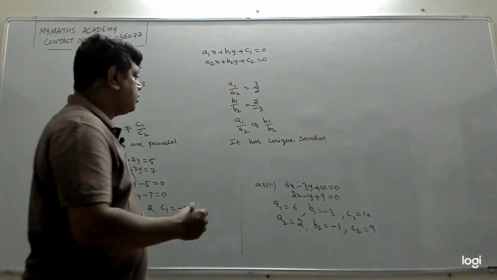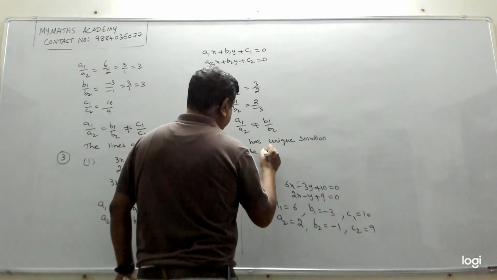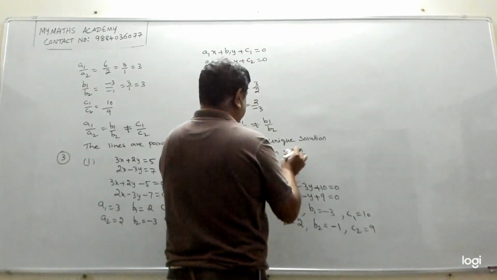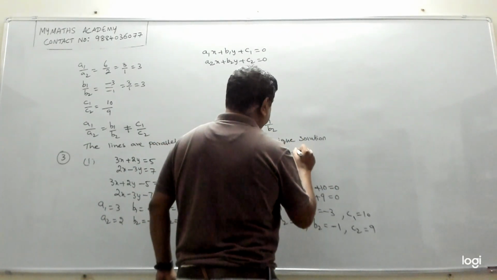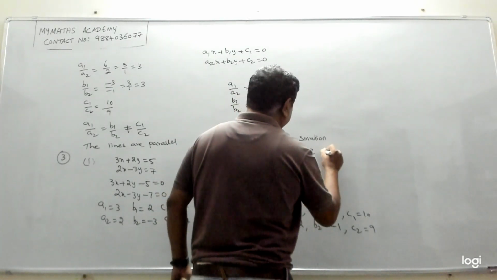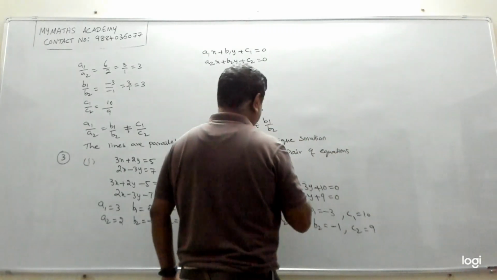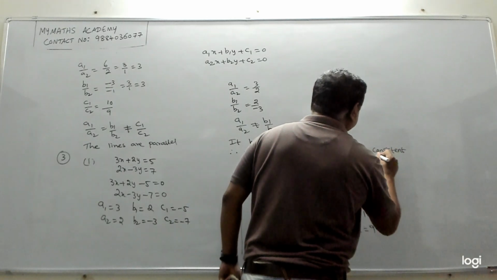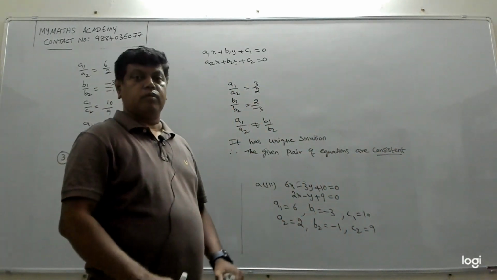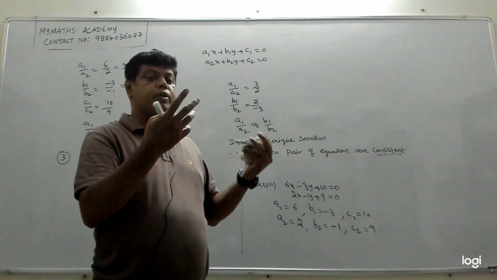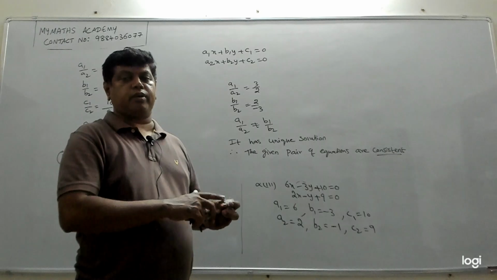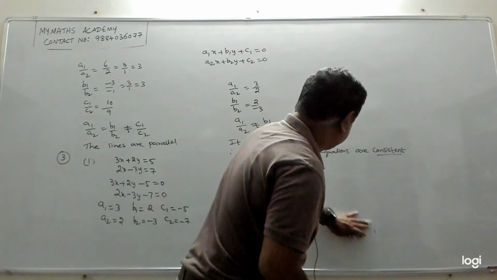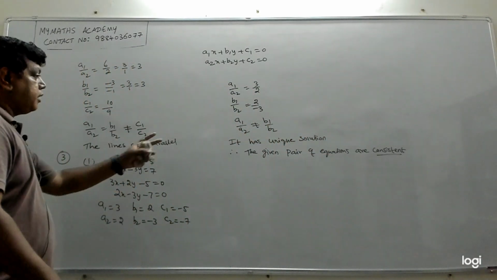So therefore the given pair of equations are consistent. They are consistent because it has a solution. Whenever you have a solution, it can be one solution or it can be many solutions, but you call that consistent. The given set of equations is consistent.